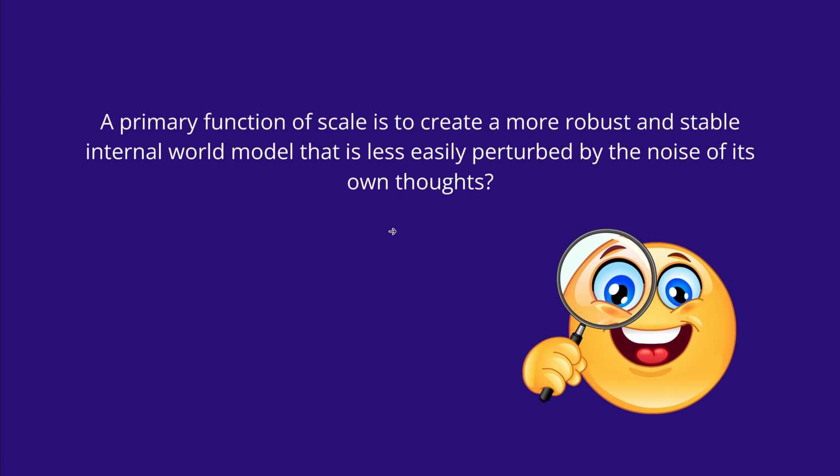So now an interesting question for you, my audience. Is it that a primary function of scaling up a model is to create a more robust and stable internal world model for this particular LLM? And remember, world model, reward models, reinforcement learning, exactly this is where we are. So that it is less easily perturbed by the noise of its own thoughts. Is this really the main fact that distinguishes a small language model from a large language model? Especially its system 1 thinking and system 2 thinking? Is this the main effect?